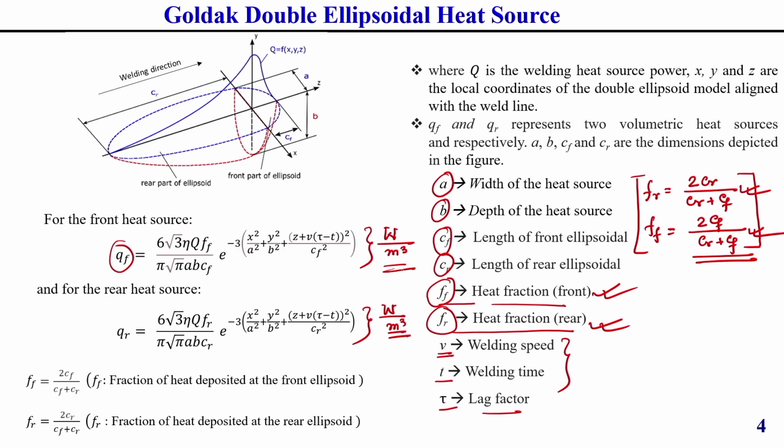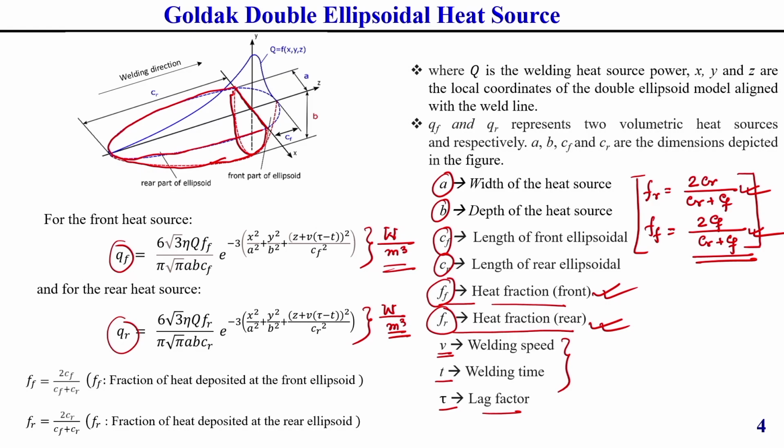This equation is used for the front portion, generally this heat input we use in the front portion of the double ellipsoid, and this heat input is used for the back portion of this double ellipsoid. How it is, that I am just showing, this is the back portion of this ellipsoid. This is also a quarter of ellipsoid, this you can see.